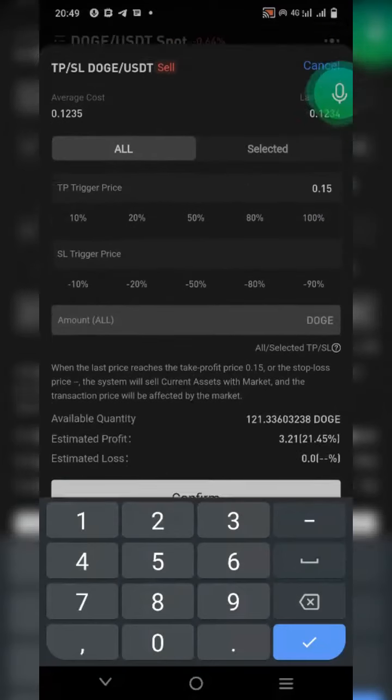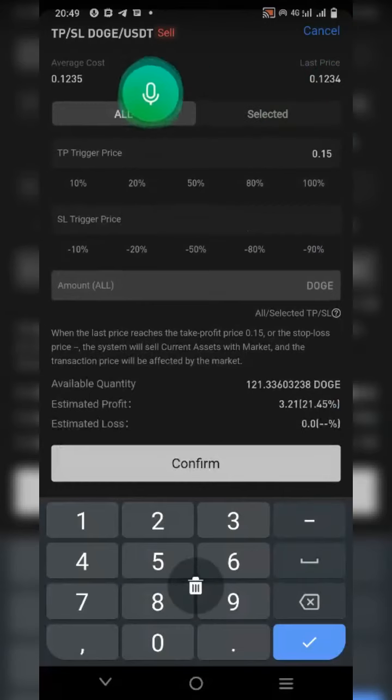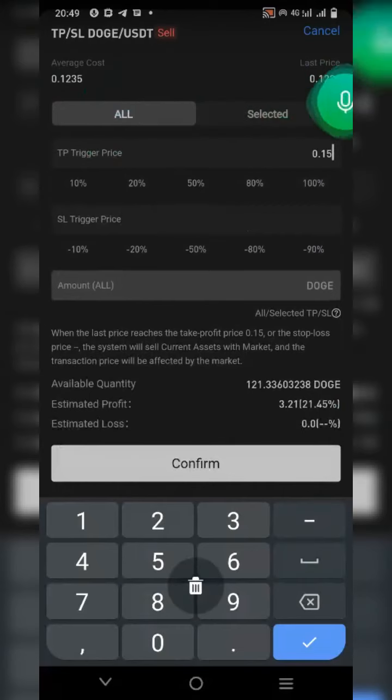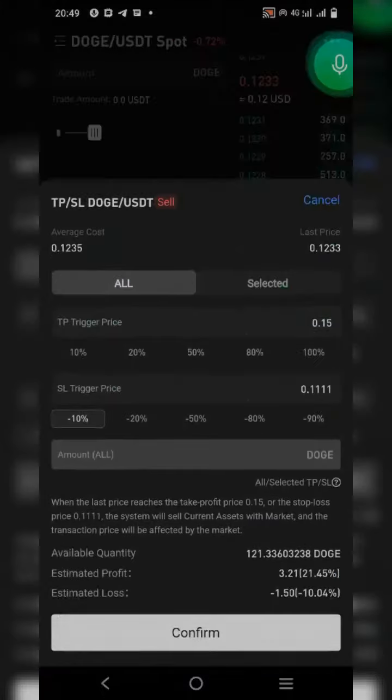I want to sell the Dogecoin I bought, at an average cost of 0.1235, at 0.15. So if I do that, this is my estimated profit: 3.2 US dollars, which is 21% on the amount I spent to buy. So what about my stop loss?